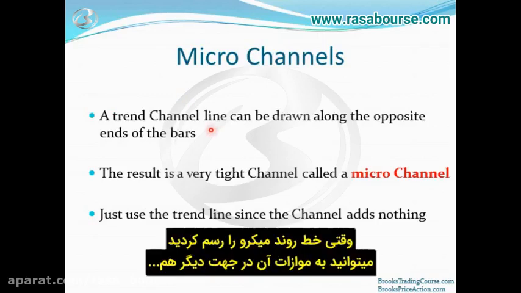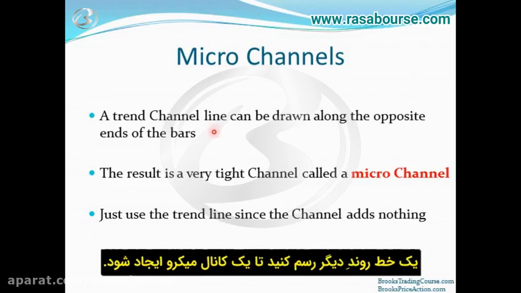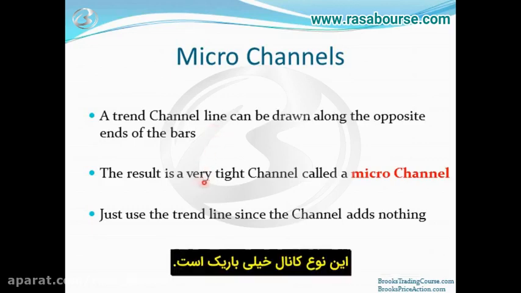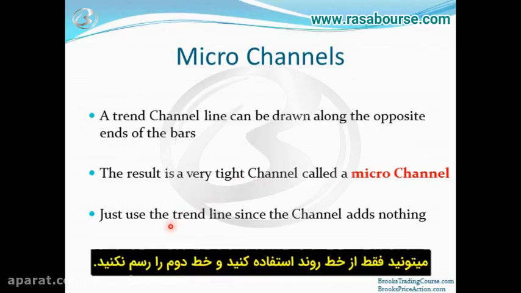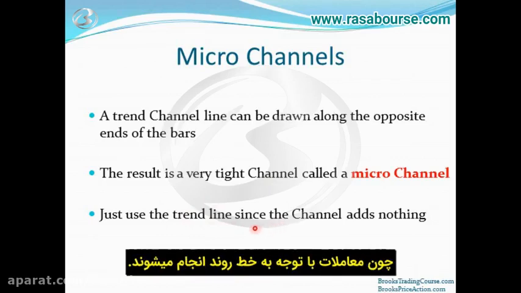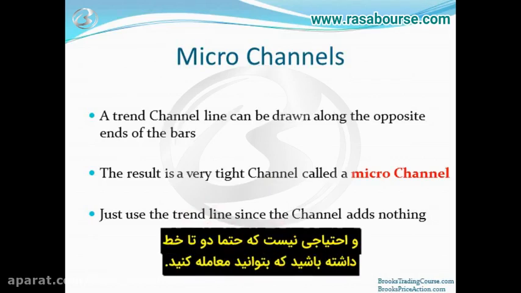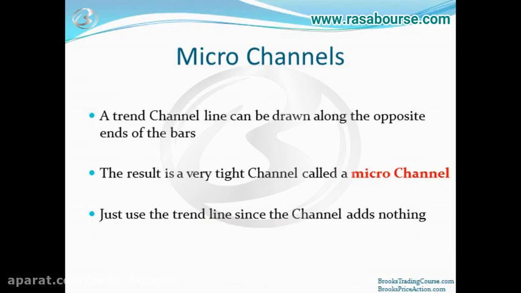Once you draw the micro trend line, you can create a parallel and put it on the opposite side of the bars to create a micro channel. The channel is very, very tight. In the old days, 20 years ago, people used to refer to it as a sign of a program trade taking place. You really just use the trend line. You don't have to draw the second line, because the trading takes place based on the trend line. You don't have to have two lines down there to trade.